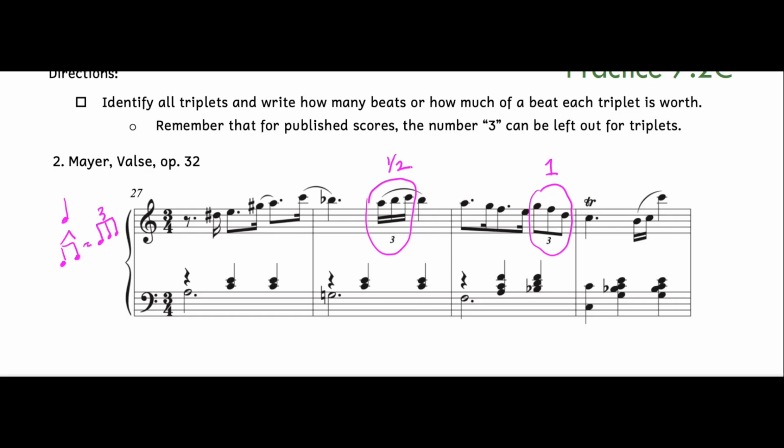Okay, so now let's go ahead and listen to the 2 different triplets in this example. They sound very different, right? The first one was pretty fast, and then the second one was much slower. Okay, let's move on to number 3.